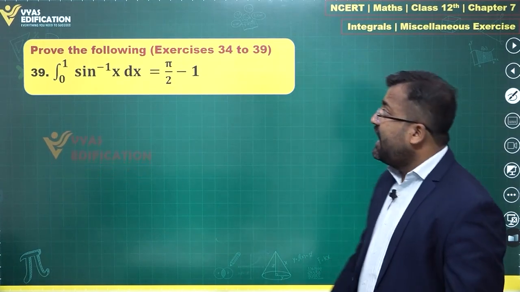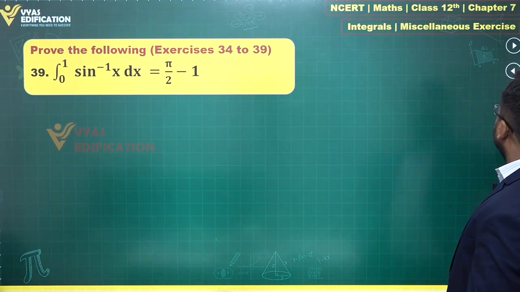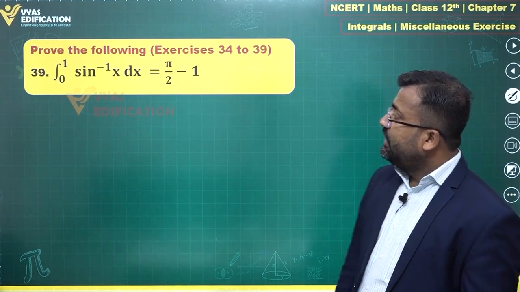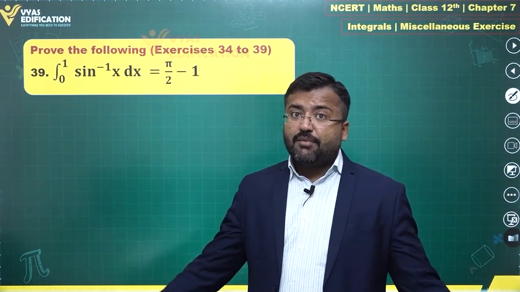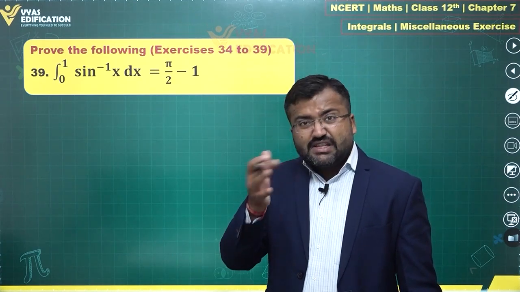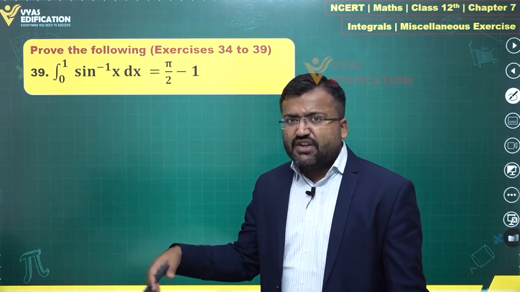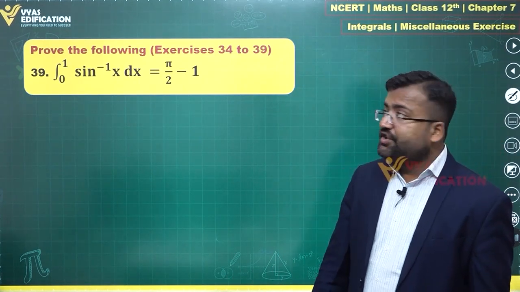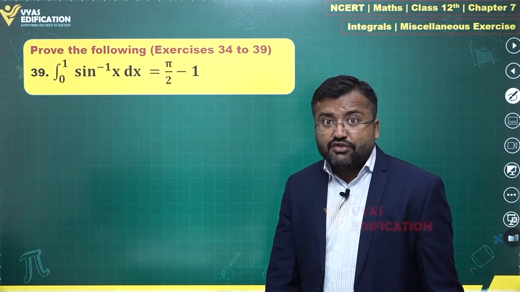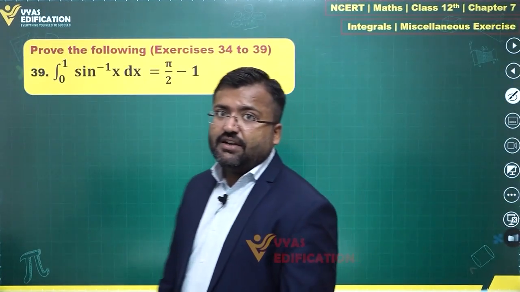In question number 39, we have the integral from 0 to 1 of sine inverse x dx. What will we do? We can make a substitution by integrating, or we can directly apply by parts. Both choices are available. So sine inverse x can be taken as the first function times 1, and 1 can be taken as the second function, then we can think of integration. Or we can make a substitution first and then think of integration.